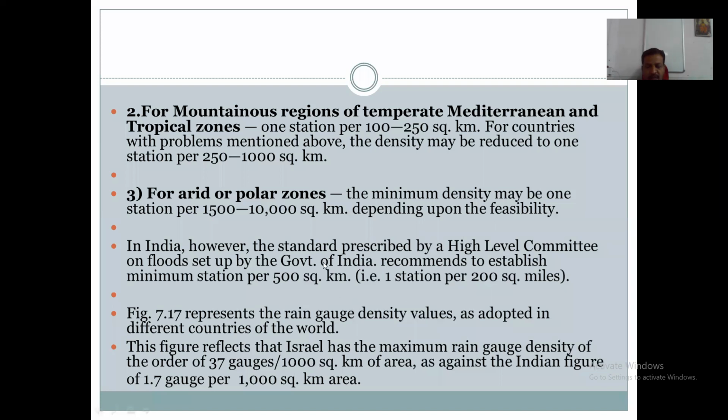According to the guidelines given by the Indian Meteorological Department, how much did they say? One station for 200 square miles, one station is to be provided. Minimum stations per 500 square kilometer area, a minimum of one rain gauge station has to be installed. These are the recommendations given by the Indian Meteorological Department.